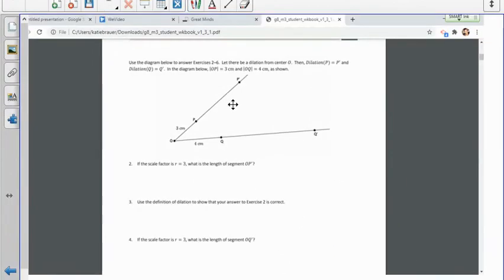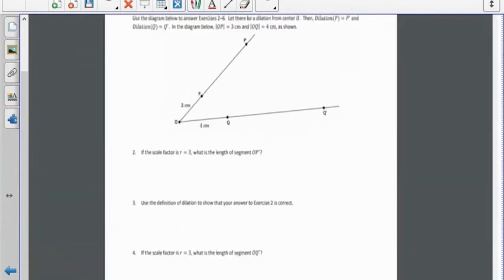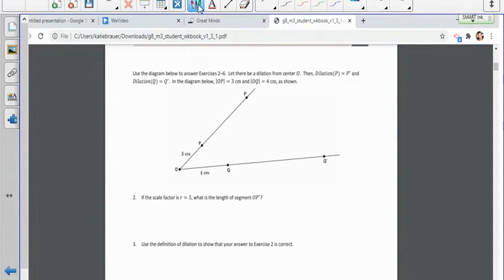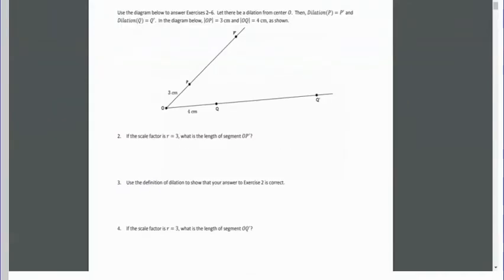All right, we're moving on. So turn your paper to this, where you should see like a triangular looking shape. It says, use the diagram below to answer exercises 2 through 6.